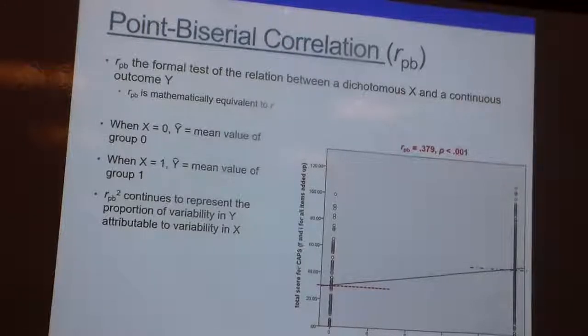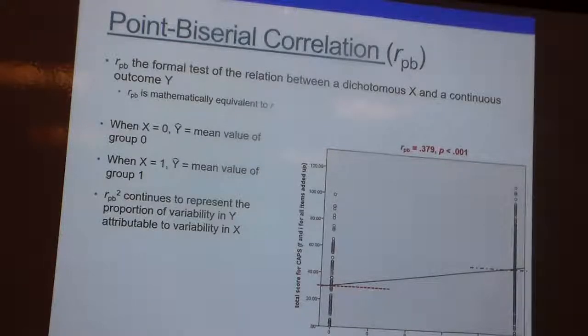And here, if we square that point biserial correlation, just like Pearson correlation, this is still going to represent the proportion of variability in our outcome that's attributable to our grouping factor. So here, if we take 0.379 and square it, we get about 0.14. So we could say 14% of the variability in PTSD severity is shared with chronic pain status in this population, right?